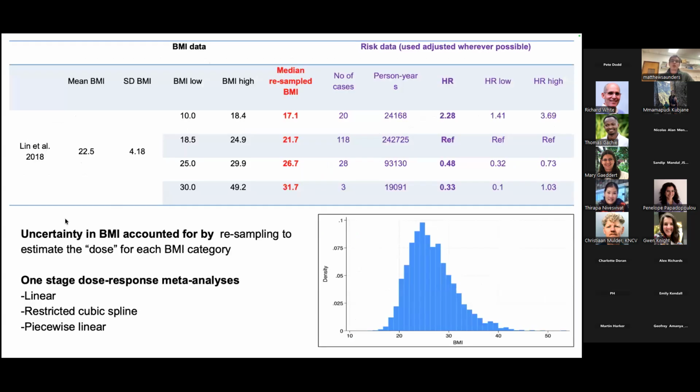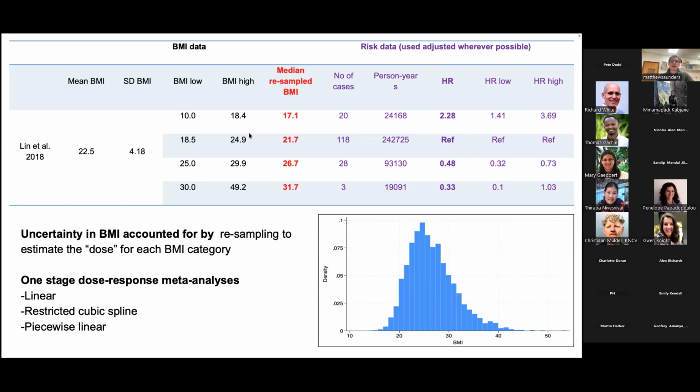And just to briefly go over the methods, because I think it's nice to highlight also from a modeling perspective. We did a dose response meta-analysis in this review. This is how the data are presented in each of the studies. Each study will present BMI categories, which are recorded at baseline, and then they present a relative risk or a hazard ratio or an incident rate ratio of TB associated with being in that BMI category compared to a reference category. And mostly the reference categories are normal weight. So you'll have a relative risk of being underweight compared to normal weight, overweight compared to normal weight, and so on.